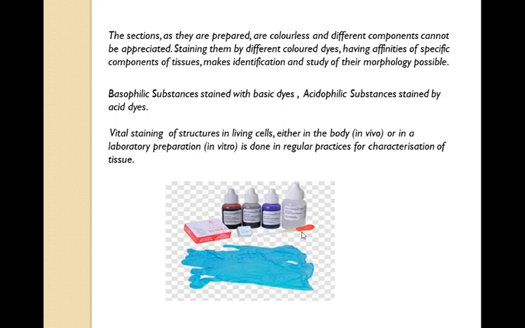Vital staining of structures in living cells, either in the body, that is in vivo staining, or in the laboratory preparation, that is in vitro staining, is done in regular practice for the characterization of tissues. What happens? Vital staining is actually a staining in which the stain is excluded by living cells but taken up by dead cells. So the living cell would remain uncolored, and the dead cell would take the stain. So we can determine the living and the dead cells in our sample. In this way, vital staining helps to differentiate between living and dead cells.